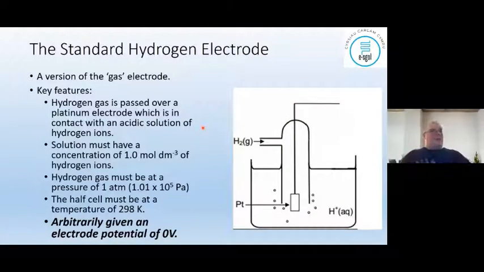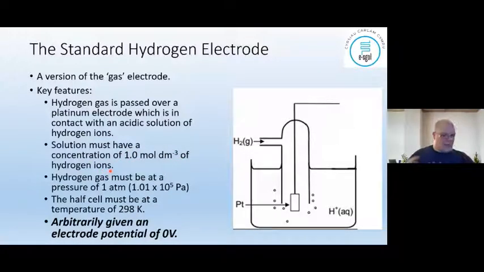Now, the hydrogen gas electrode is a bit special. It is a gas electrode with hydrogen going through it. Hydrogen gas is passed over the platinum electrode, which is in contact with an aqueous solution of hydrogen ions, usually in the form of sulfuric acid. But as long as it has H plus ions in there, it doesn't matter too much. The solution must have a concentration of 1 mole per dm cubed of hydrogen ions.